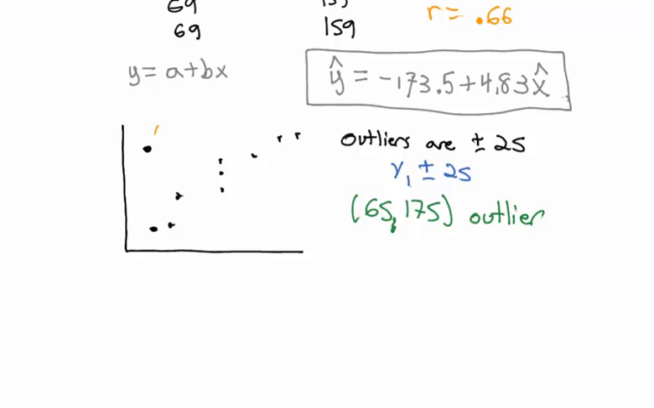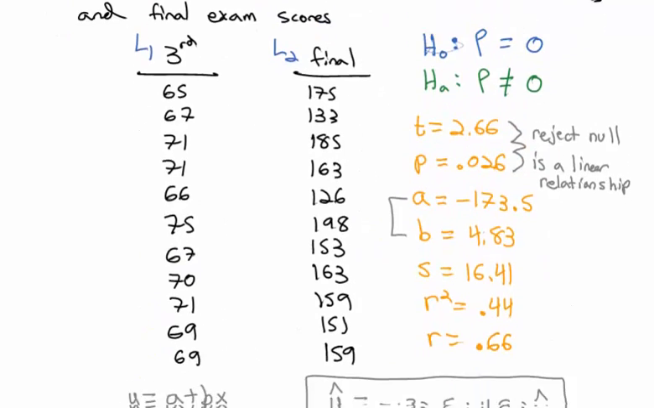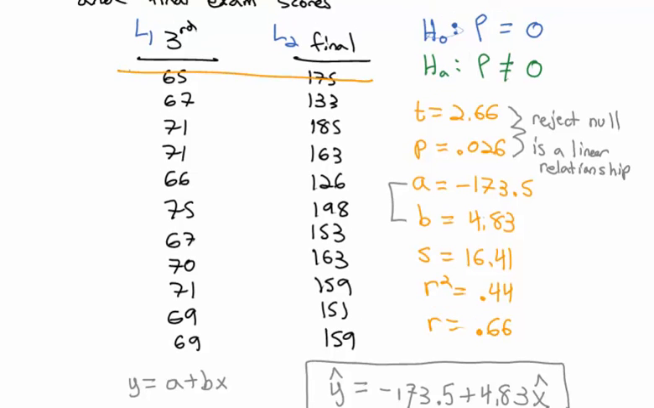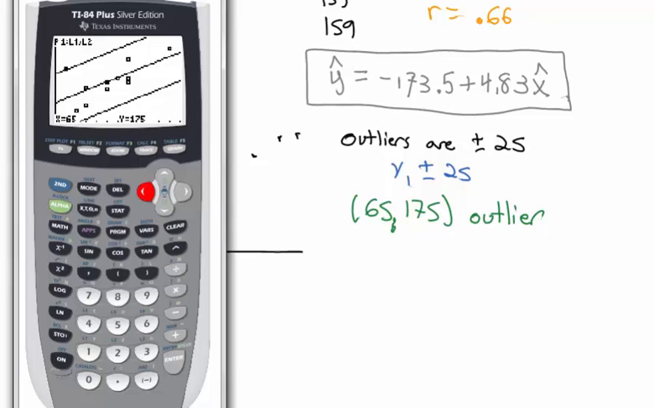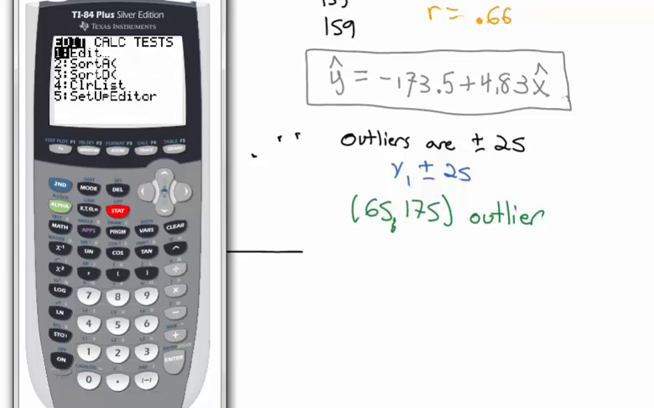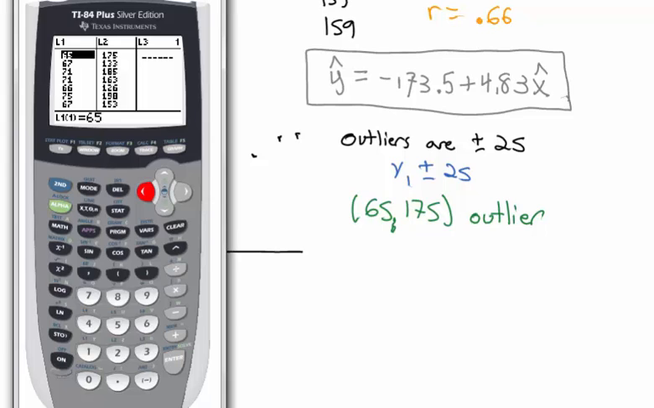If we delete our outlier, going up to our data, that was our first point, it might give us better data. So let's do that. We're going to hit stat, edit, and there's that 65, 175. I'm going to delete them both. Delete the 65, scroll over to the 175, delete the 175. Now I only have 10 data values left. Let's see what happens when we run the t-test again.